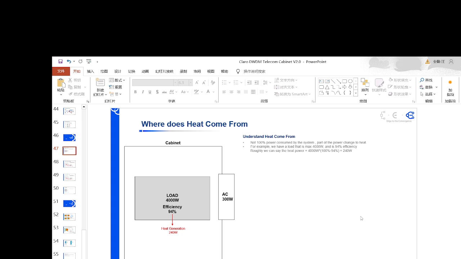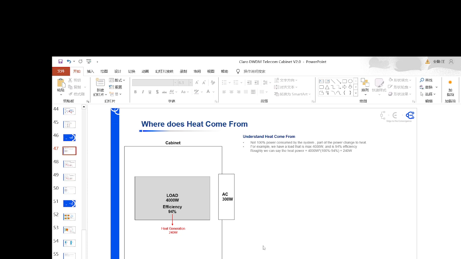We can understand that most of the loads installed in the outdoor telecom cabinet will have a specific efficiency, right? For example, you cannot make everything 100% efficient. That would mean 100% of the power is consumed by the devices, with zero heat generated. Actually, it's not. So let's say, for example, we have one device with an efficiency of 94%. Then you can expect that 6% of the power will be converted into heat, which will cause the temperature to increase inside the telecom cabinet. That's why we configure an air conditioner for the outdoor telecom cabinet.